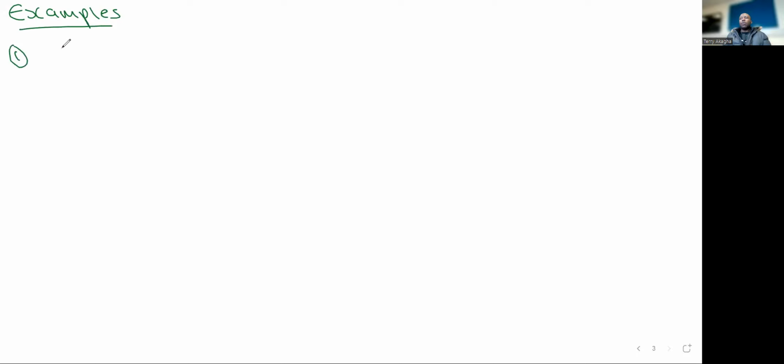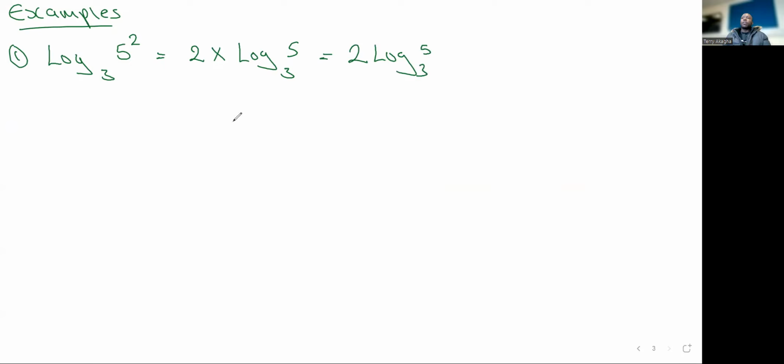Okay? Let's assume we have log 3, 5 raised to the power 2 is equal to... So the same thing, you bring this down, it's going to give you 2 multiplied by log 3, 5, and that will give you 2 log 5 to base 3. Okay? The second one, if we have 3 log 3 to base 3.